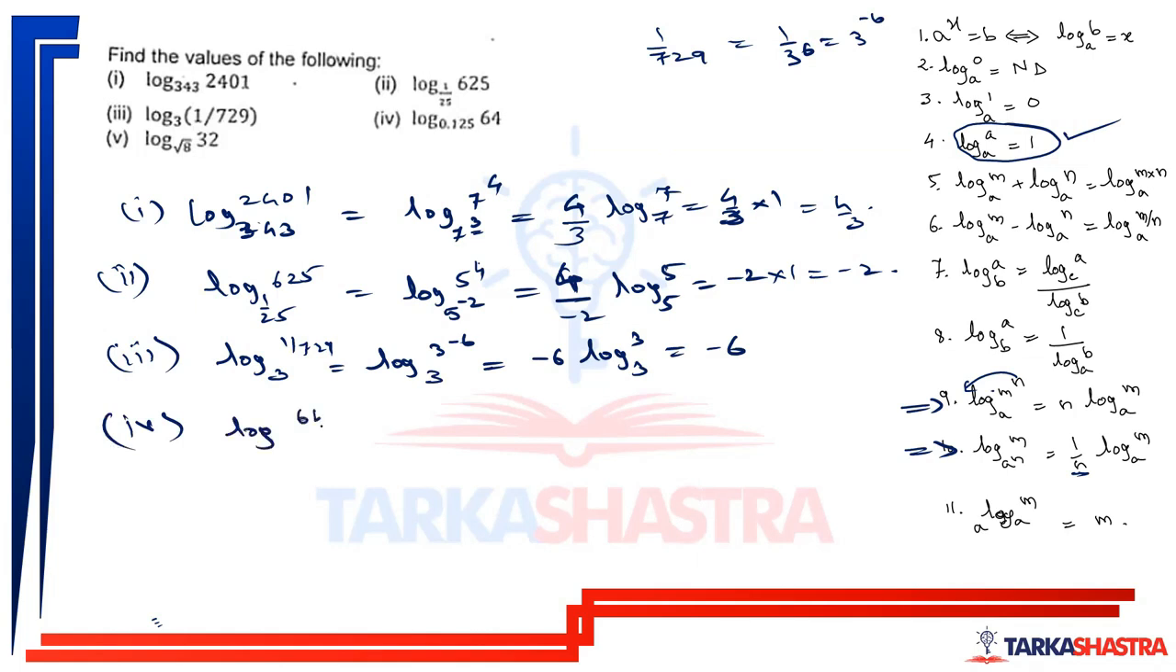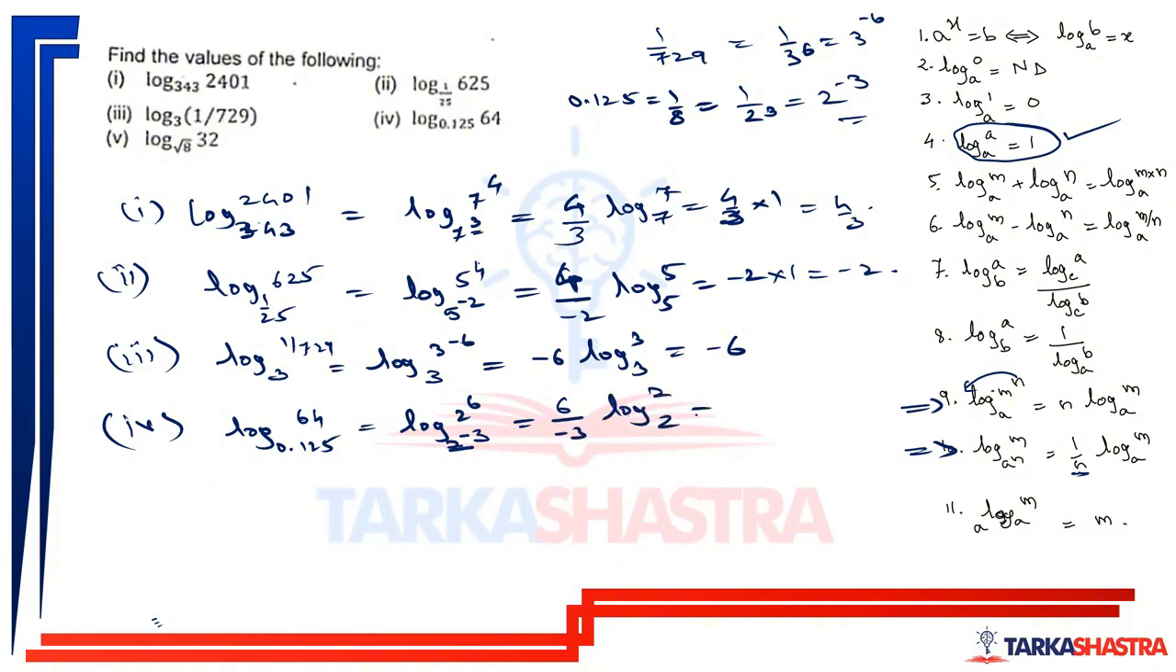log 64 to the base 0.125. 0.125 is equal to 1 by 8, that is 1 upon 2 cube, which is 2 to the power minus 3. And 64 is 2 to the power 6. So this 6 will come out, this minus 3 will come out, and it will become log 2 to the base 2. Now log 2 to the base 2 is 1. So it is 6 upon minus 3, which is minus 2.